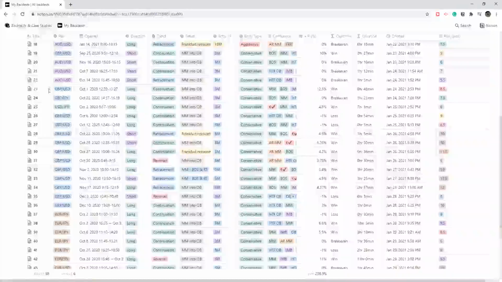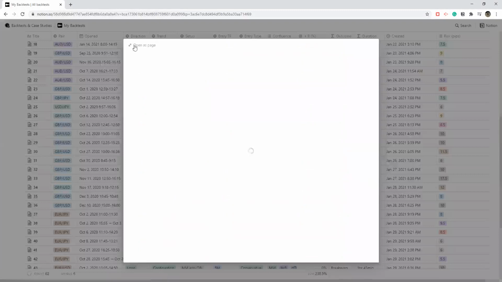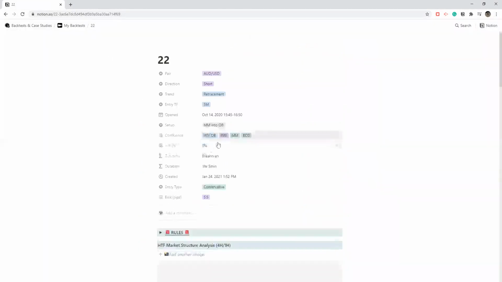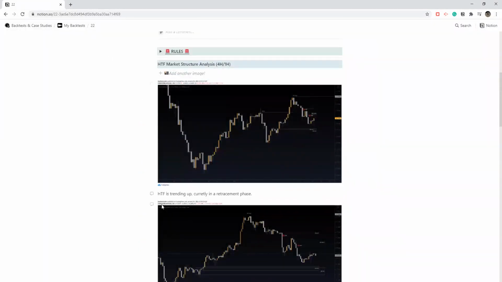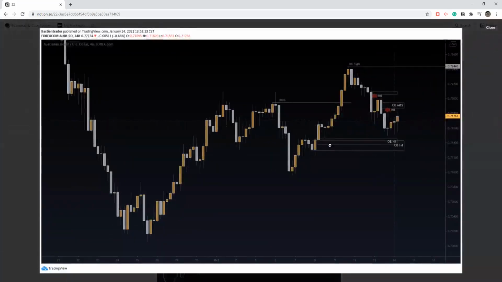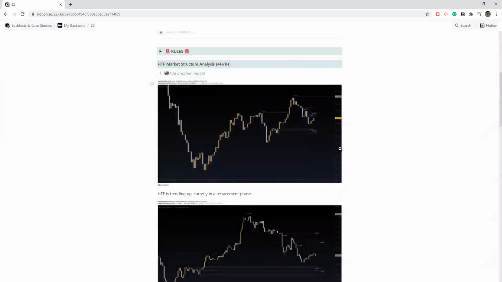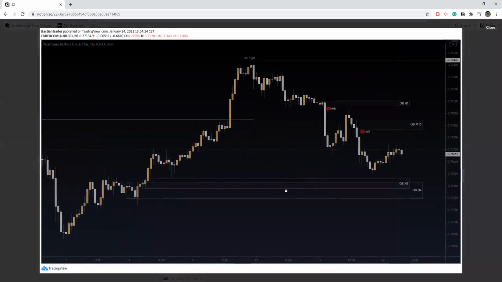Then we go on to trade 22. The higher time frame is trending up currently, in a retracement phase. Okay, yes, so we have this 4-hourly OB. This one right there did not get respected. Right now we're looking for a tap of this one, and the market is creating this correction phase, potentially on the 1H. You can be looking for shorts.